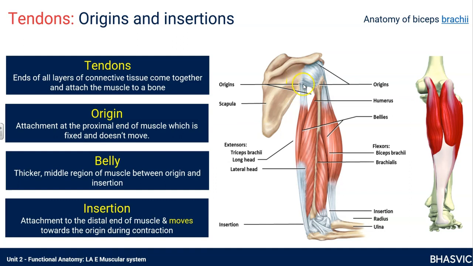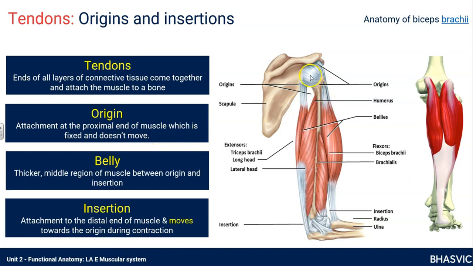It's fixed, doesn't tend to move. The tendon at the other end, at the distal end, which does move when the muscle contracts, is called the insertion. So you've got to learn what origin means and what insertion means, and over here we've got the definitions. Origin is the attachment of the muscle, the tendon at the proximal end of the muscle, which is fixed and doesn't move.